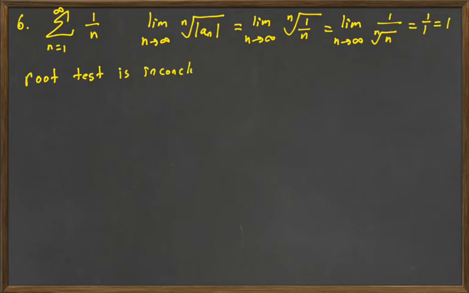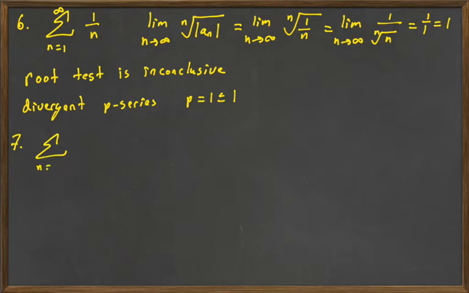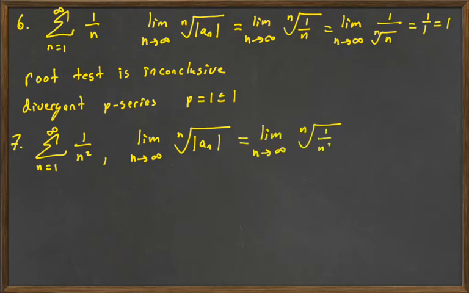Because the root test is inconclusive, if we're trying to figure out if this converges or diverges, we have to use another test. We already know that it's a divergent P series, P equals 1, which is less than or equal to 1. Now we're going to take a look at the sum n equals 1 to infinity of 1 over n squared, and try the root test on this also. The limit as n goes to infinity of the nth root of the absolute value of a sub n is equal to the limit of the nth root of 1 over n squared. The nth root of 1 is 1, and the nth root of n squared we can write as the nth root of n, quantity squared, using properties of exponents. The nth root of n as n goes to infinity is 1. So this is equal to 1 over 1 squared, or simply 1. And again, the root test is inconclusive.